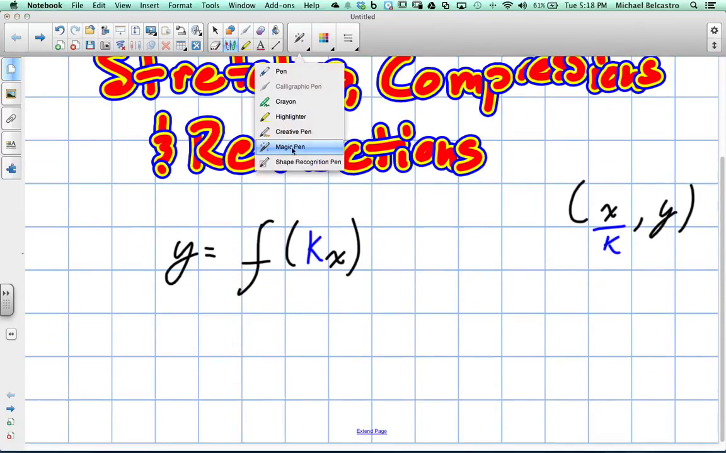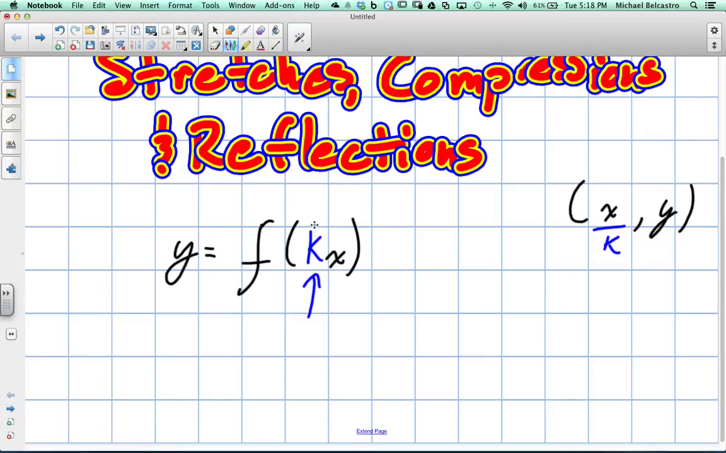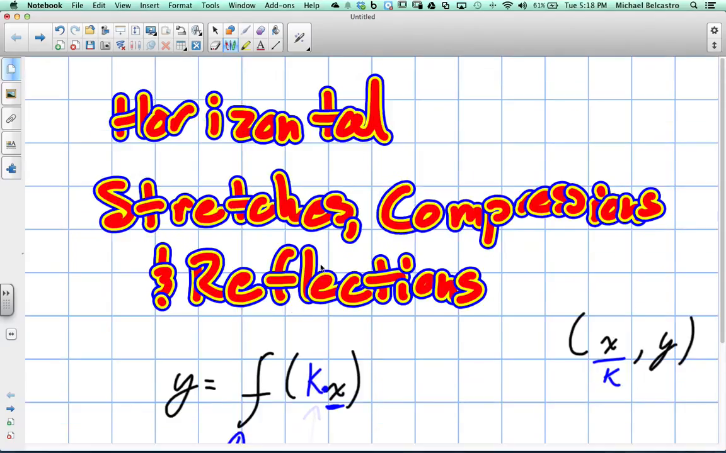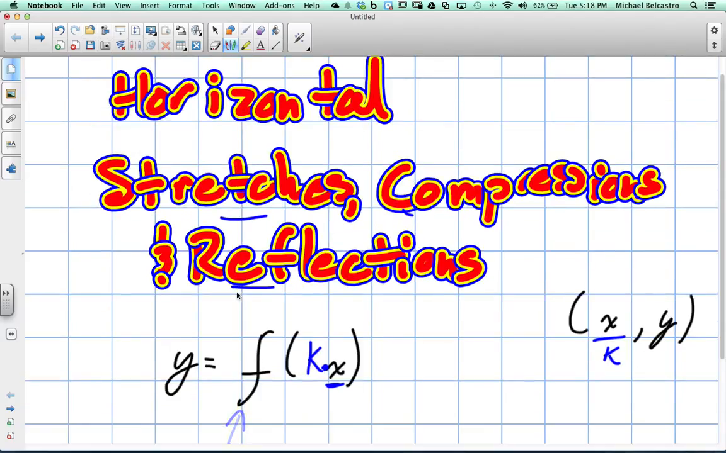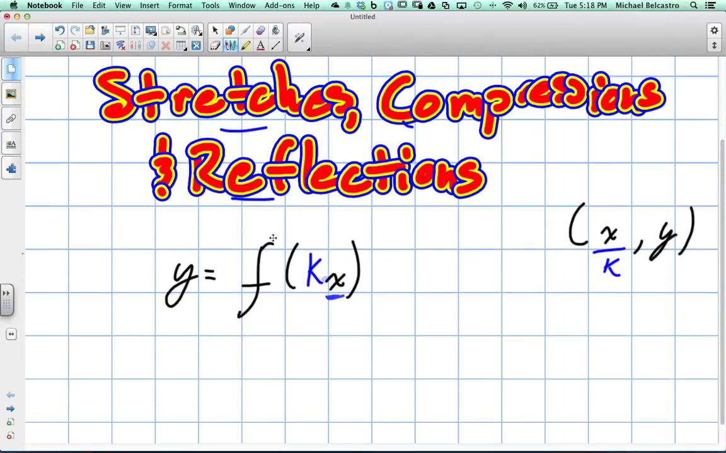What it is, is this value. Anytime we have a value within whatever the function is, multiplied by the variable in the function, it will cause a horizontal stretch, compression, or reflection, which sounds very, very confusing, especially because what the heck does this f mean? Well, this f essentially means you can apply this rule to any function that you're given. So this represents all possible functions.